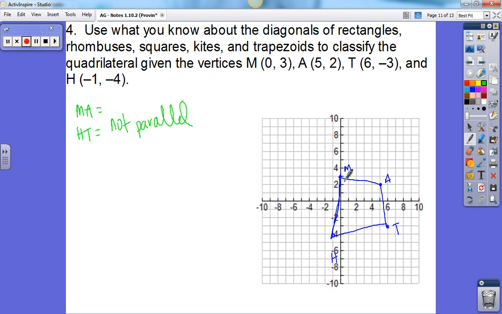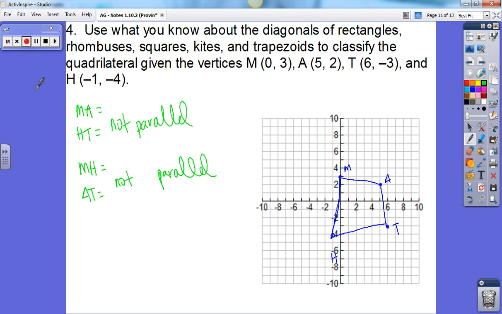If it's a trapezoid, then one pair of opposite sides is parallel. So let's check the other, MH and AT, and check it on that again. So we've got, again, a positive slope here, but a negative slope here. So again, not parallel. So if no pairs of opposite sides are parallel, then it looks like it's going to be a kite.